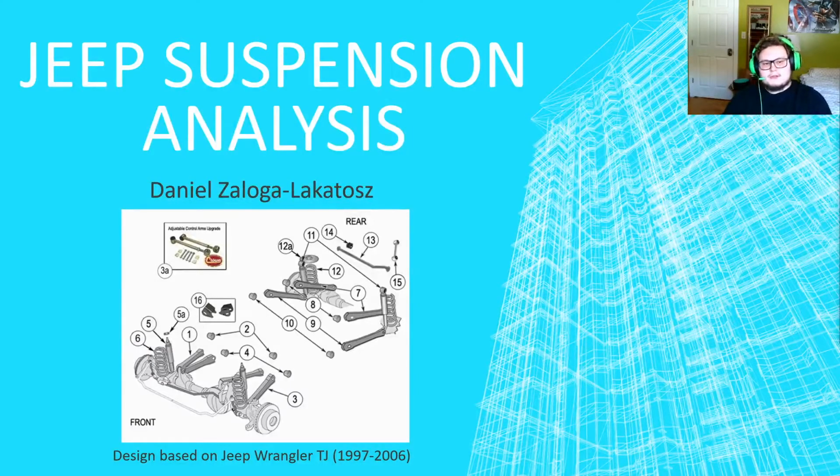Hello, my name is Daniel Zlogalactos, and today we're going to be doing a dynamical analysis of a Jeep suspension system. As you can see, this image below is a design based on a Jeep Wrangler TJ from 1997 to 2006. In each of the four corners, you can see a spring and a damper.